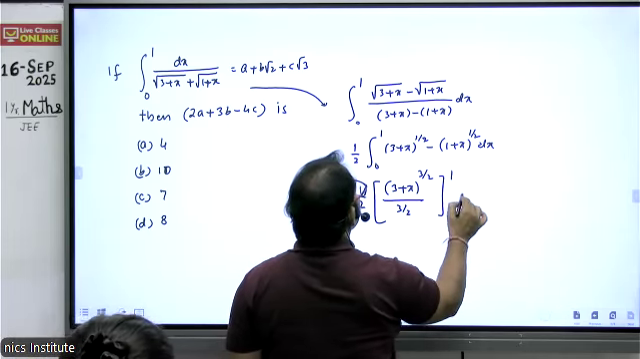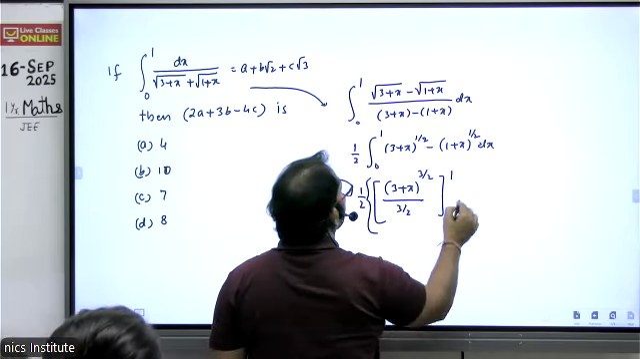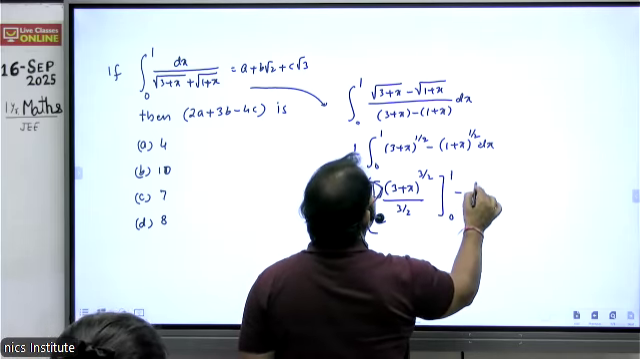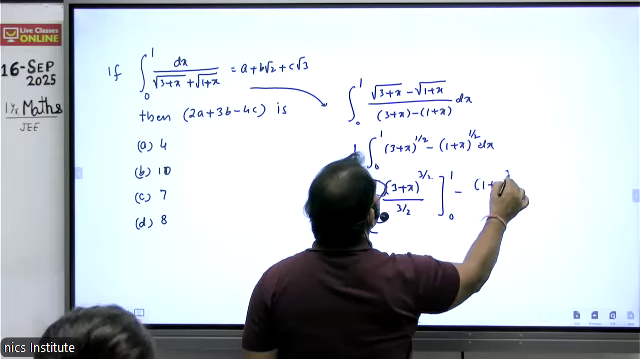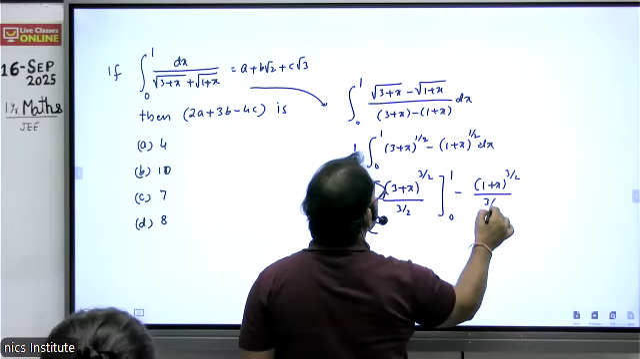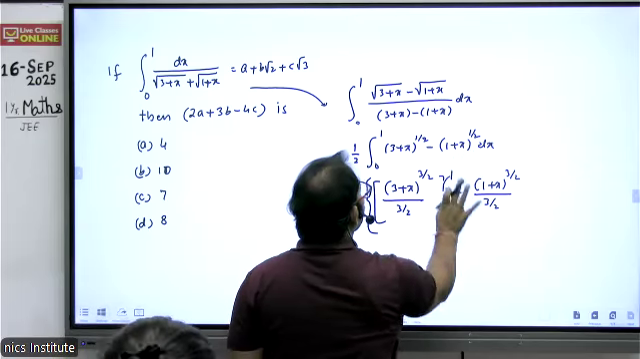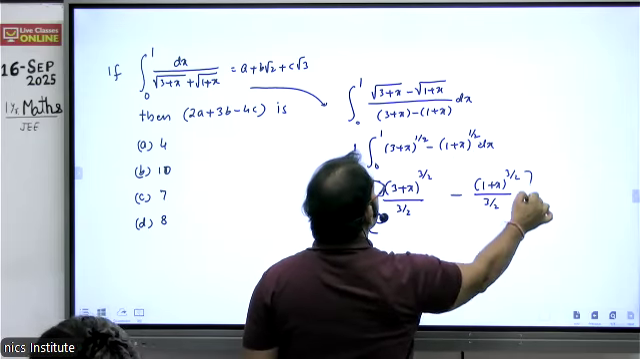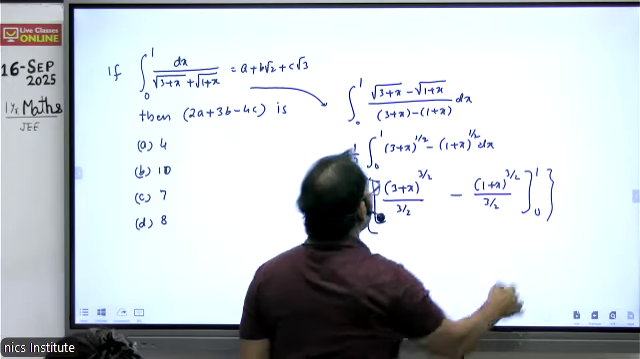From 0 to 1. This is a minus sign: (1 plus x) to the power 3/2 by 3/2. Why substitute? Just put the limits once, from 0 to 1. There's no need to substitute.